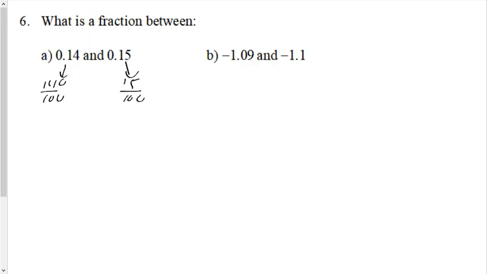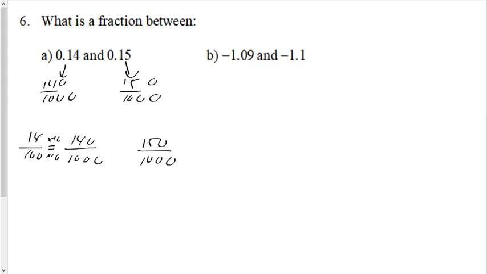Then add a 0 to both to make them equivalent fractions, because essentially 14/100ths is equal to 140/1000ths because we multiply both by 10. That's one way to do it. And then this would also be 150/1000ths. So a fraction between those two would be 145/1000ths. But if you know me at all, you know that I like to reduce it down to lowest terms, which would be 29/500. No, 29/200, which would be your lowest term fraction.